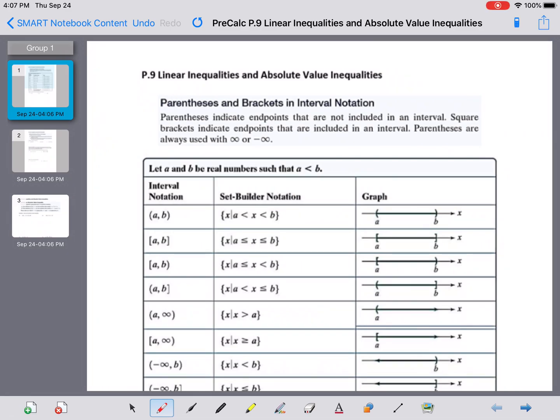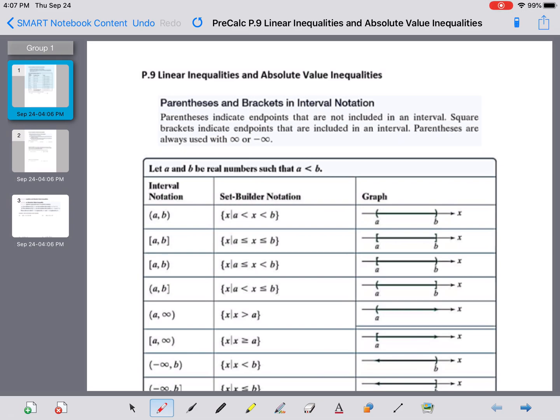P.9 linear inequalities and absolute value inequalities. So you've been solving inequalities in algebra for a number of years, but the big difference we're going to do today is what we call interval notation. And interval notation is another way to write the answer set.